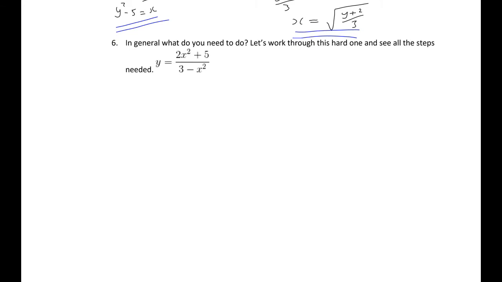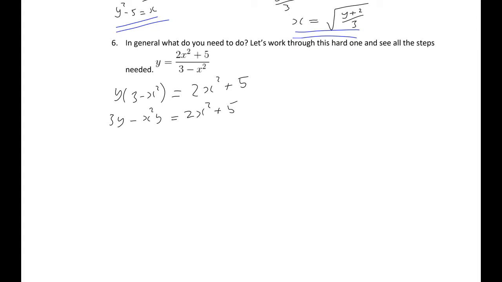First things first, we want to get x equals, and we've got some x's on the bottom of fractions. We don't want that, so we're going to times everything by 3 minus x squared. So the left hand side is going to be y times 3 minus x squared, and the right hand side becomes just 2x squared plus 5. Now we're going to multiply this bracket out. We want to get access to those x squareds. We have 3y minus x squared y equals 2x squared plus 5.